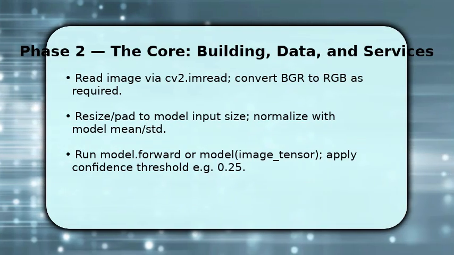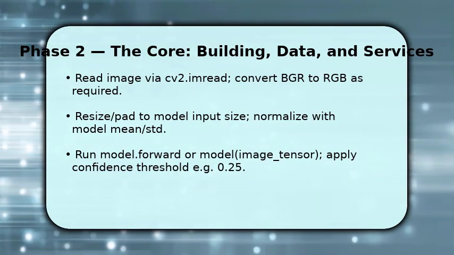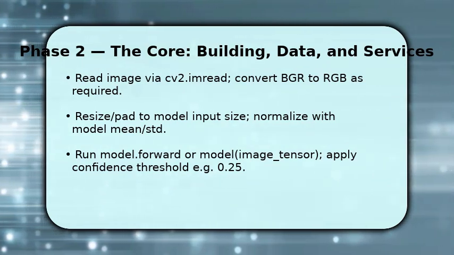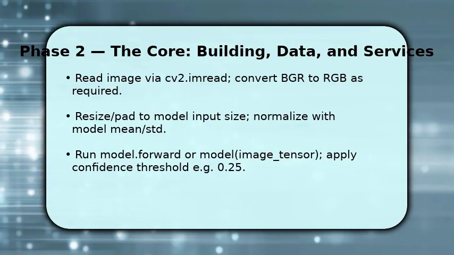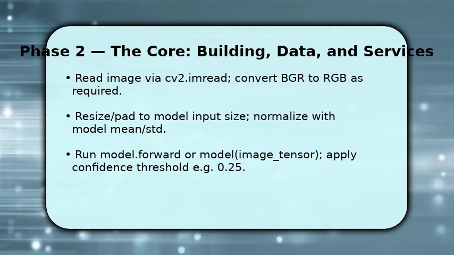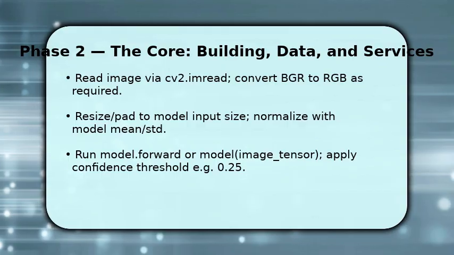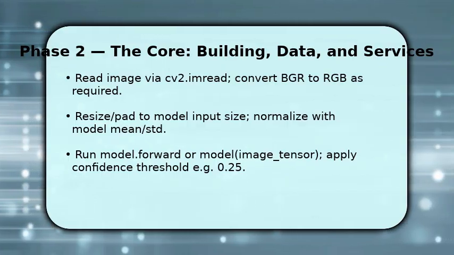You now handle the complex middle steps: preprocessing, inference, and filtering. Convert BGR to RGB and resize or letterbox to the model input. This preserves aspect ratio, which is why detection accuracy improves. Then create a tensor, move it to CPU or GPU, and run the model's forward pass.